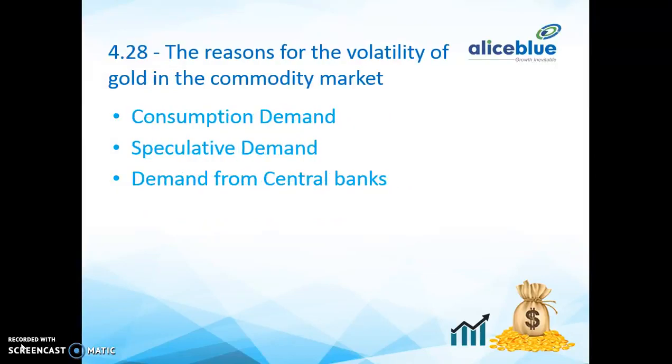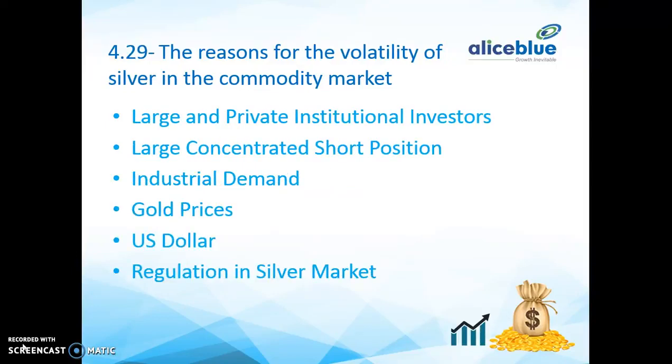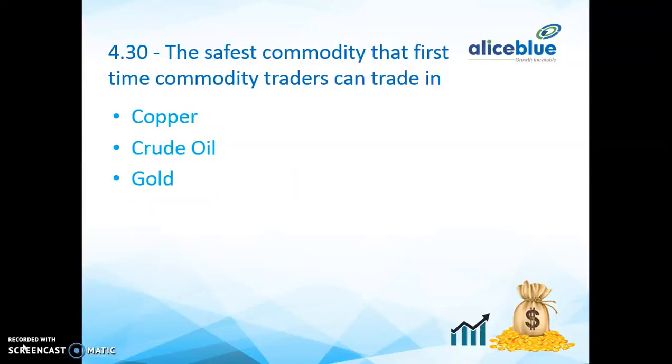The reasons for the volatility of gold in the commodity market are consumption demand, speculative demand, and demand from central banks. The reasons for the volatility of silver in the commodity market are large and private institutional investors, large concentrated short position, industrial demand, gold prices, US dollar, and regulation in silver market. The safest commodity that first time commodity traders can trade in are copper, crude oil, and gold.